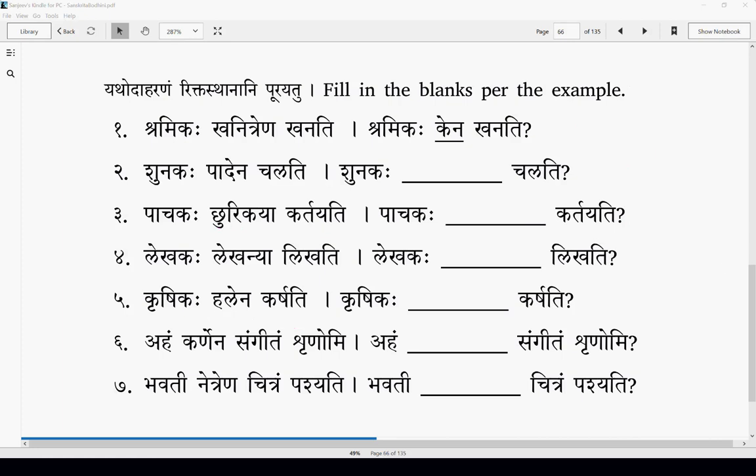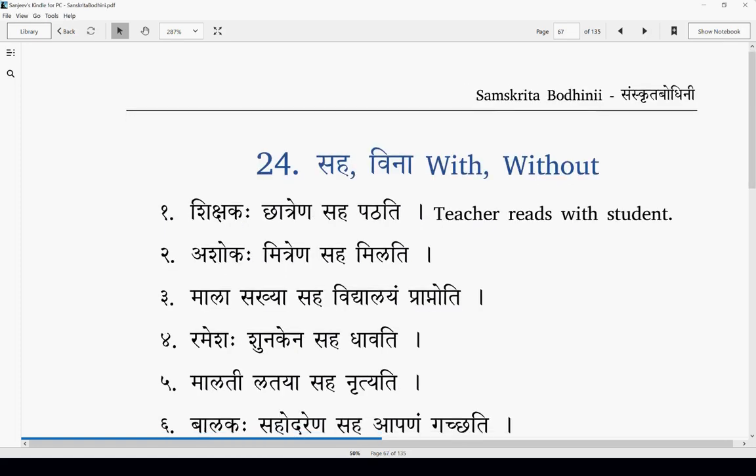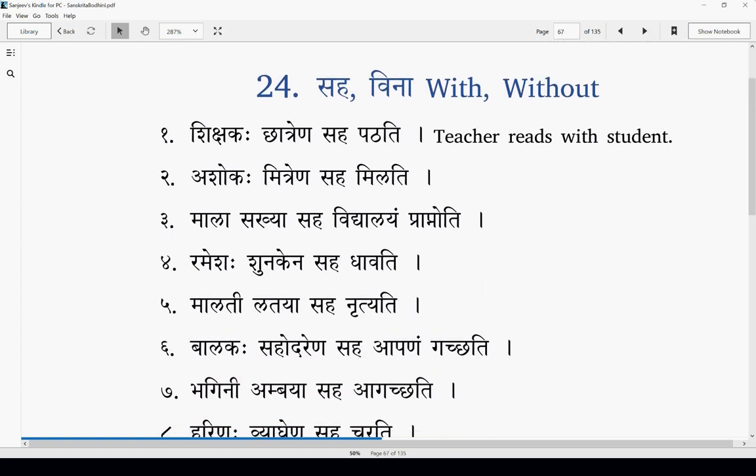Others are easy. Okay, next one. Two more words we are going to study: Saha and Vina. Saha means with, Vina is without. We'll look at the examples first.